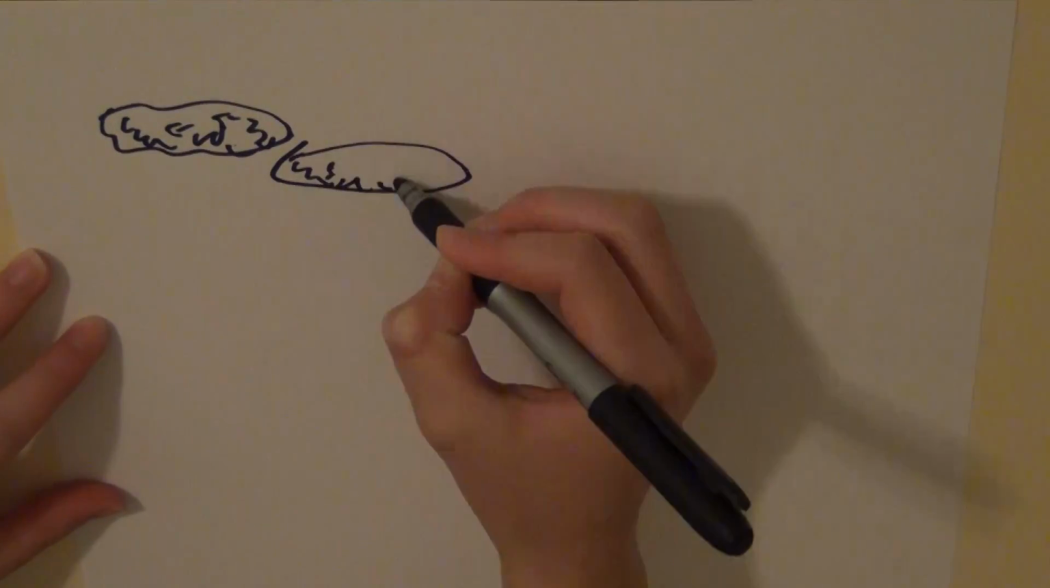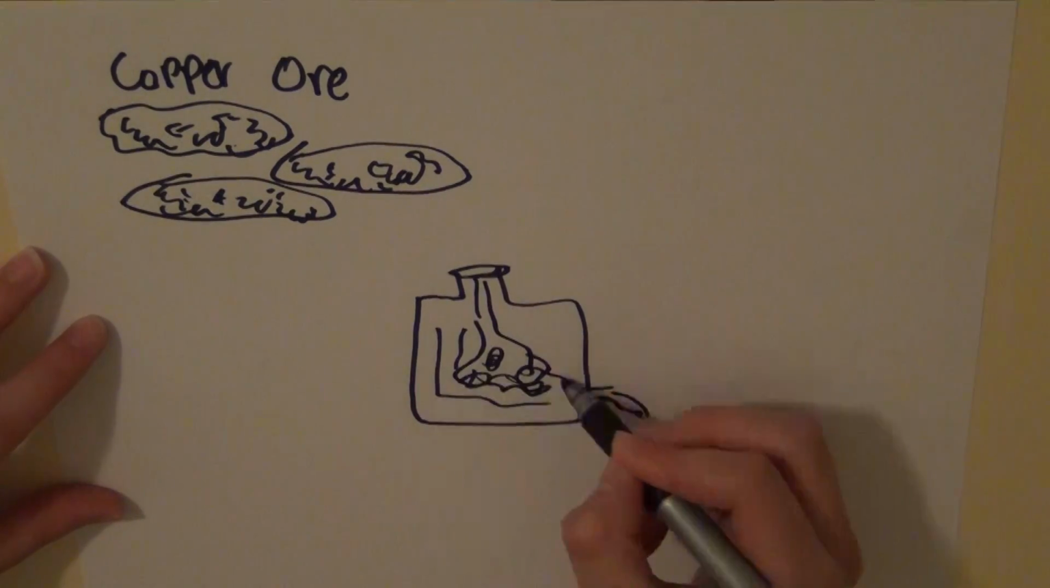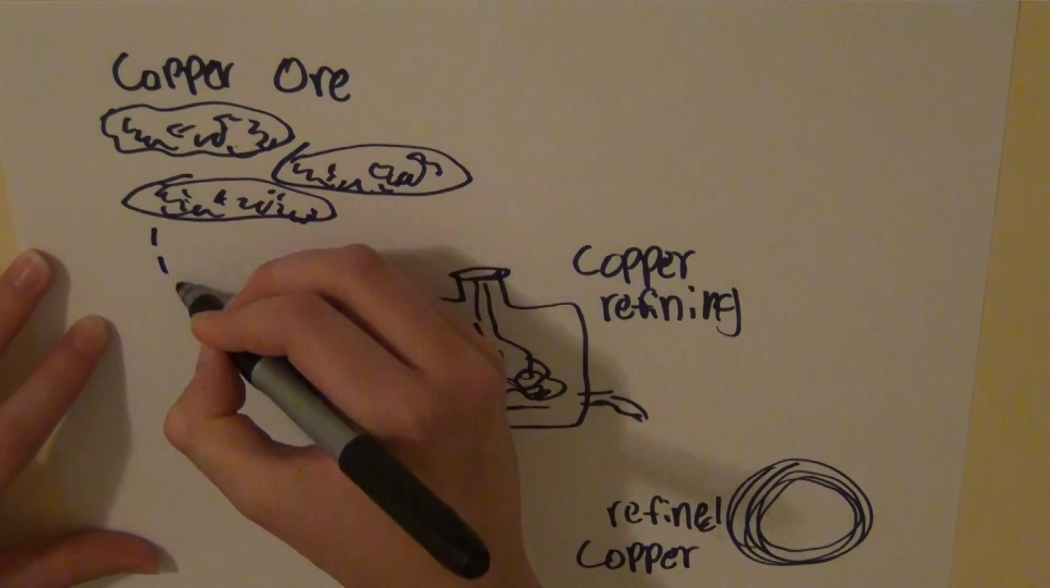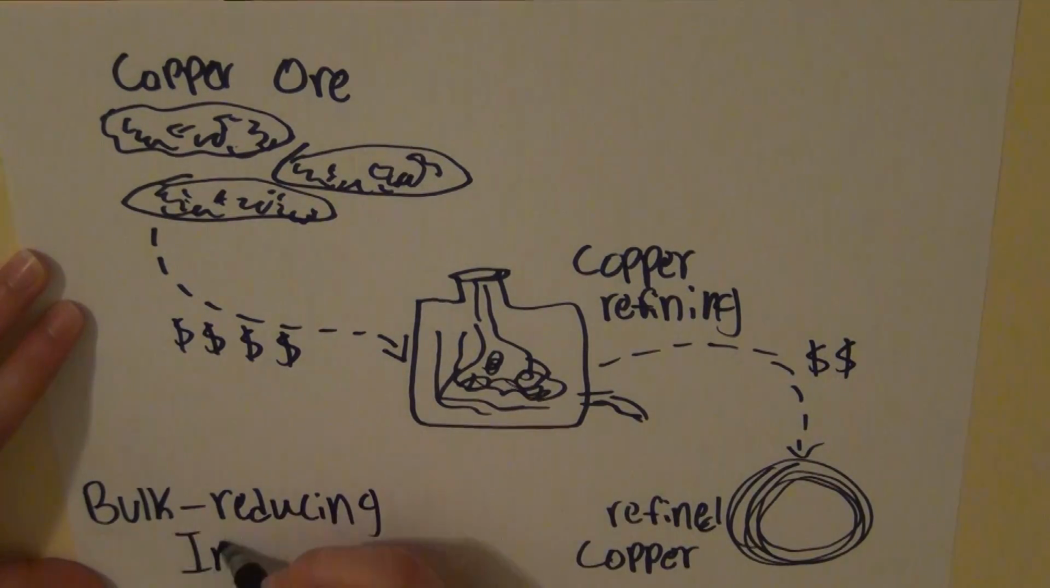If the cost of transporting the finished product is higher than the cost of shipping raw materials, the industry is bulk gaining and should be located closer to the buyer. If the cost of transporting the finished product is less than the cost of shipping raw materials, the industry is bulk reducing and should be located closer to the seller.